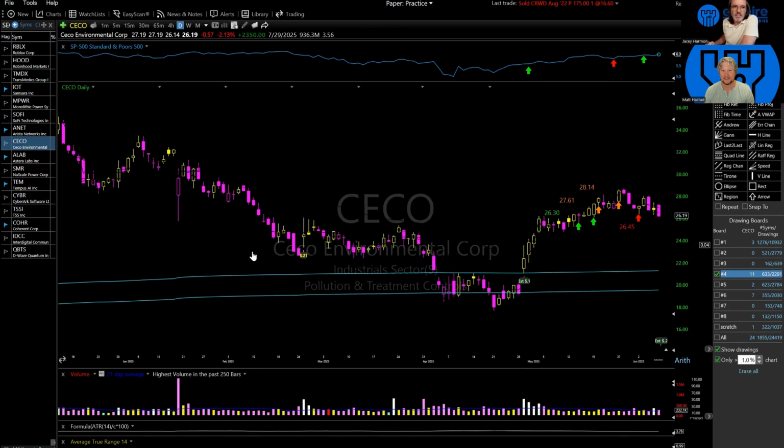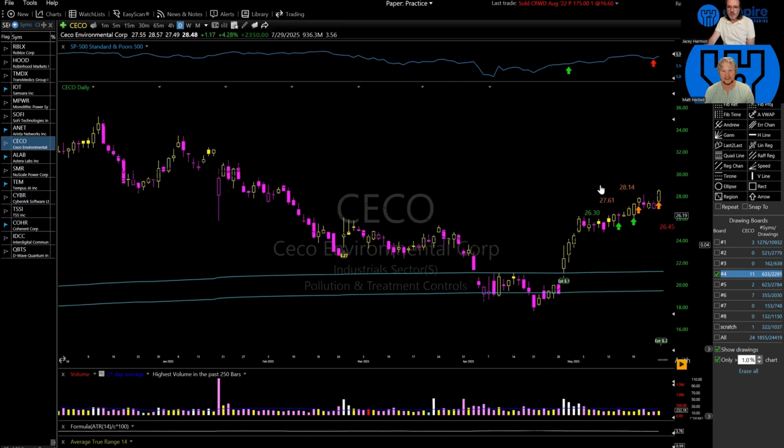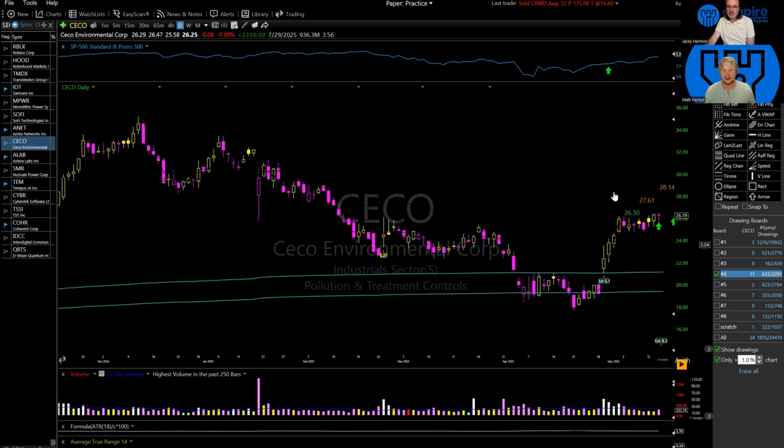CECO Environmental, CECO. This one was an interesting one. It first flashed its buy signal right here, and then at the very last second, it closed down on the day, at the last minute, just to mess with you. Normally, like with Monolithic Power or with SoFi, that would have been a sell, but it closed down just minimally. It was well off its lows, so I decided to hold that one. Like I said, it was literally in the last minute.